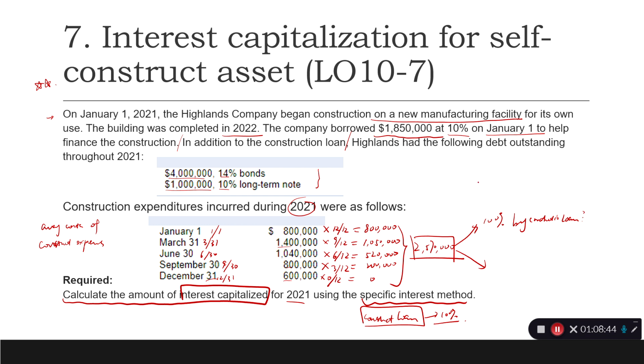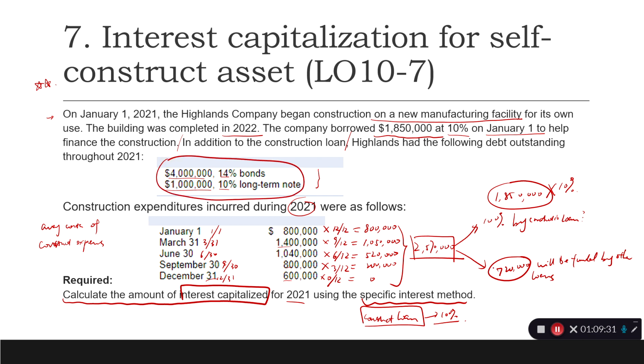Right, so the construction borrowing is only 1.85 million. That means this loan needs to use its specific interest rate, which is 10%. And then the leftover, after you use 2.57 million minus 1.85 million, will leave you about $720,000. And this $720,000 will be funded by other loans, which are these two loans.